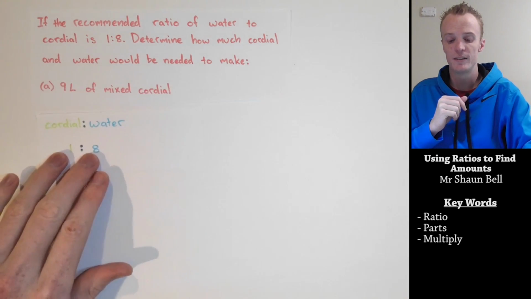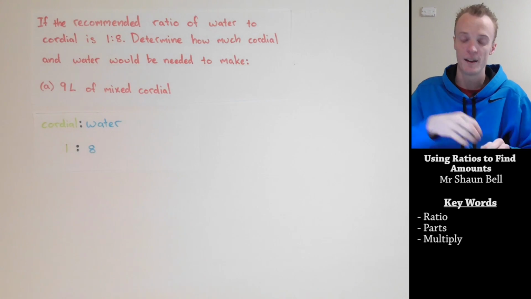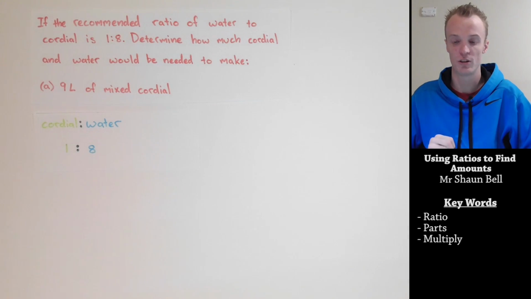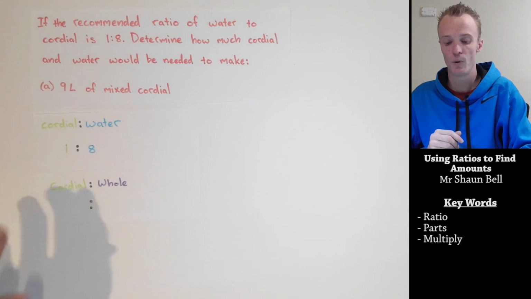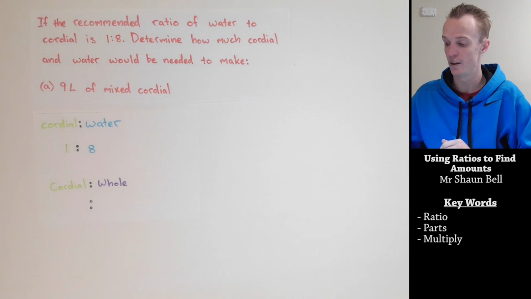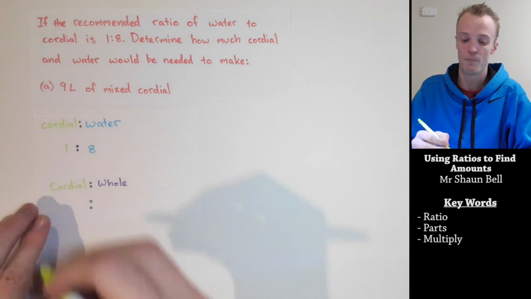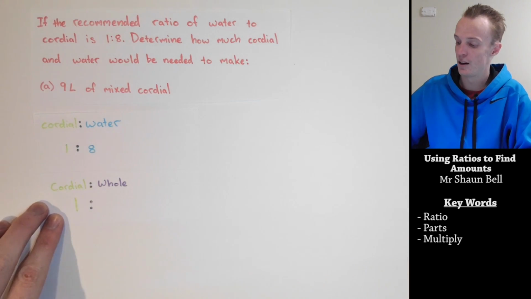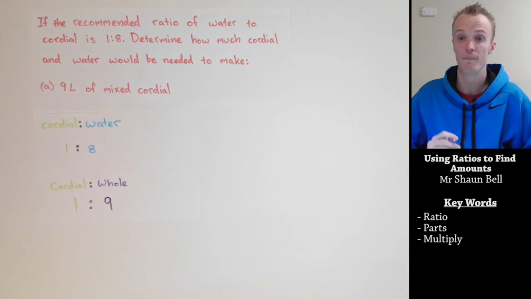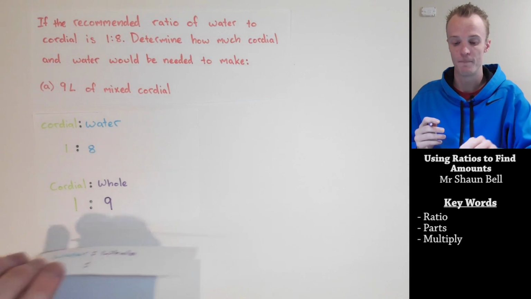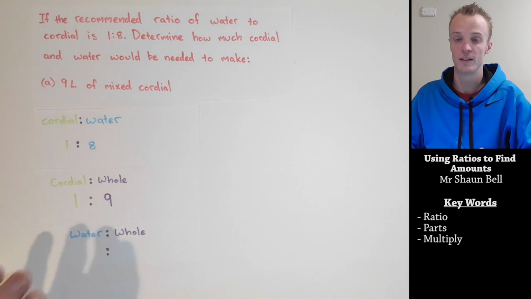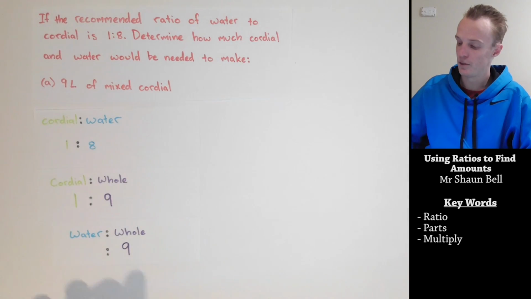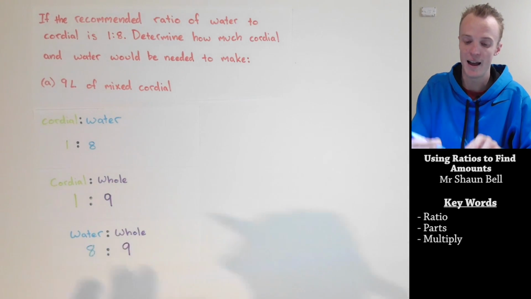What we do know is that for every 1 part of cordial, there needs to be 8 parts of water. Now we know from our last video that there are 2 other ratios that we can get from this. We can get the amount of cordial to the entire quantity of liquid, which is going to be 1 part of cordial, and the total parts that exist is 9. So it's going to be 1 to 9 parts of the total liquid. And the other ratio is the total parts of water to the total parts of the liquid. So the total in the liquid is 9 and the parts of water we identified earlier to be 8.